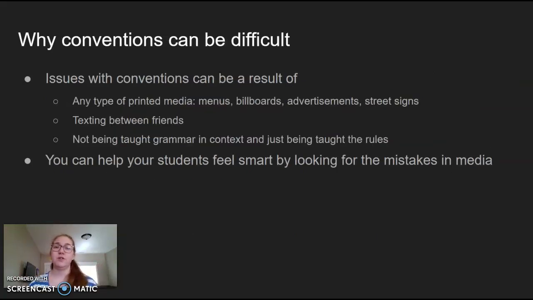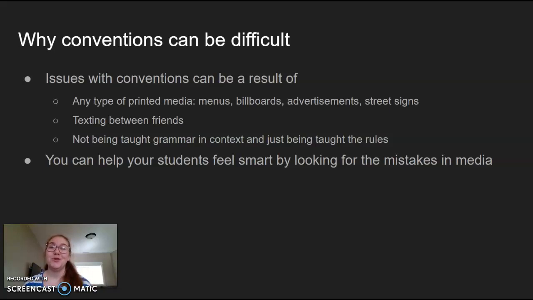Conventions can be difficult for students to understand, and the issues that come from them can be a result of any type of printed media, texting between friends, not being taught grammar in context like I was just talking about, and just being taught the rules of grammar. And so I think it's important to take these things into account so you at least are understanding why your students are messing these things up. And you can take time to address the issues that are happening with conventions.